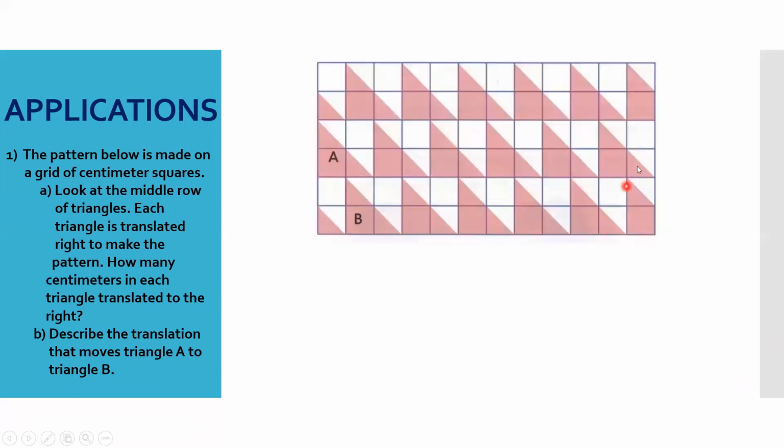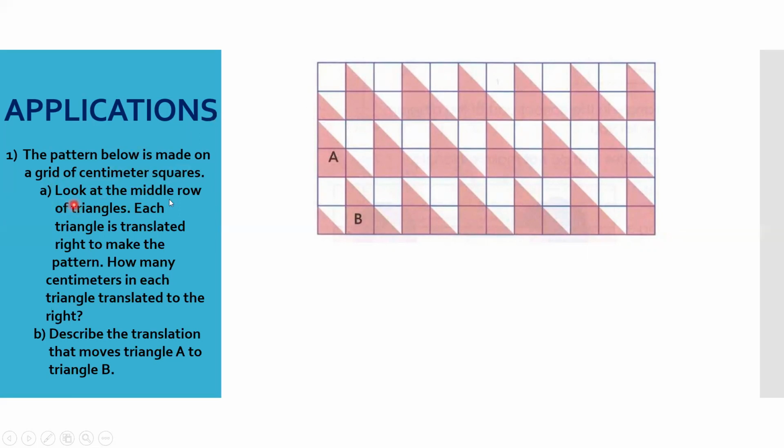Okay, this is our pattern. So now we can read the question once more. The pattern below is made on a grid of centimeter squares. So this is a pattern made of grids of centimeter squares, so that each grid is 1 centimeter. So this is a 1 centimeter marking. This is another 1 centimeter marking. All are 1 centimeter markings.